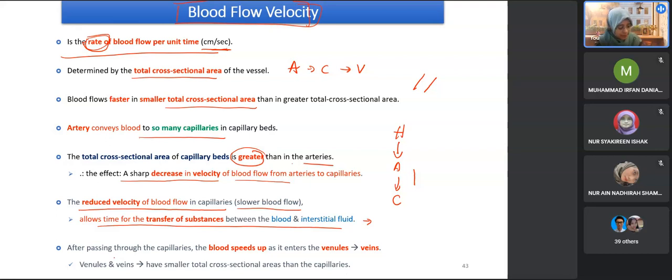So after passing through the capillaries, the blood will speed up. Okay, the flow of the blood will speed up as it enters into the venules and into the vein, but not as fast as the blood that flows in the artery. Okay. So the venules and the vein have smaller total cross-sectional area compared to the blood capillaries in the capillary beds.